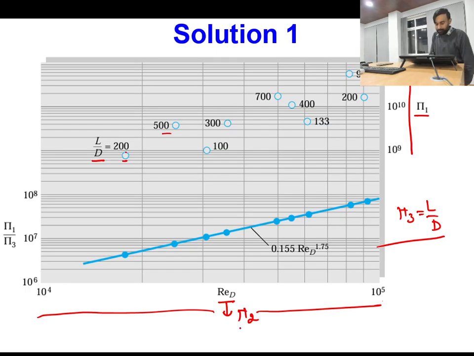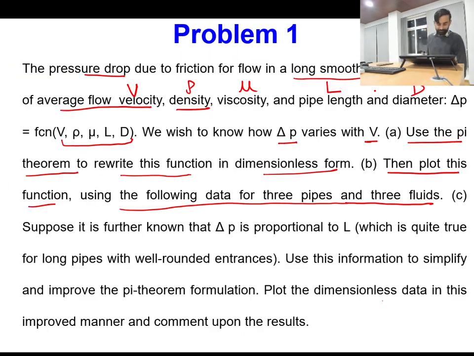One parameter is along the abscissa, the other is along the ordinate, and the third parameter comes as a fixed parameter having an individual value that I have represented with this L by D. Okay, so my part 2 is also solved. Now let's go for part 3.